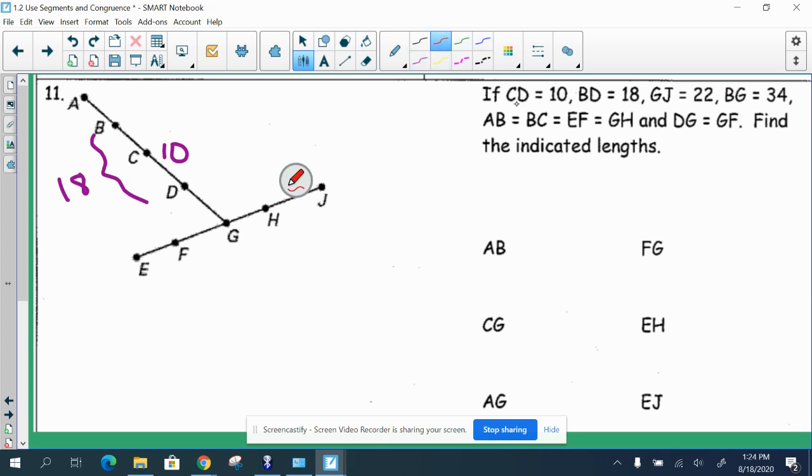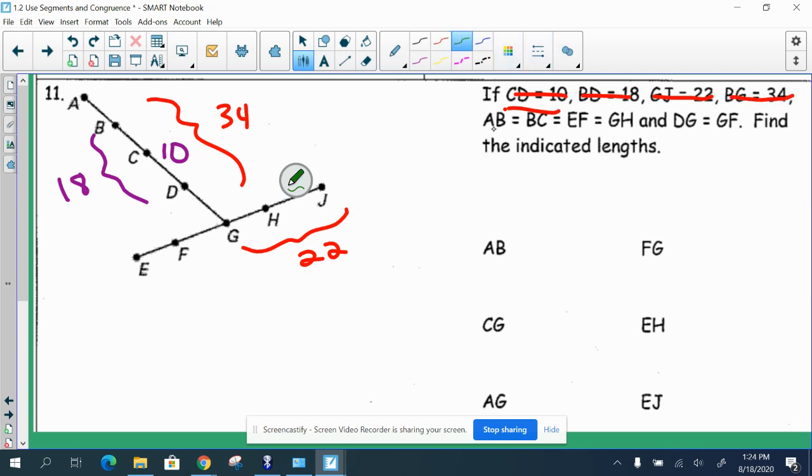All right, so we've got, oh wait, yes, so we've got this down. GJ says GJ is 22. So GJ is right here. We know that's 22. And then BG is 34. So where is B? So all the way from B to G is 34. Well, you should know what BD is, right? That's 18. So now you can figure out what DG is, knowing that the whole thing is 34.